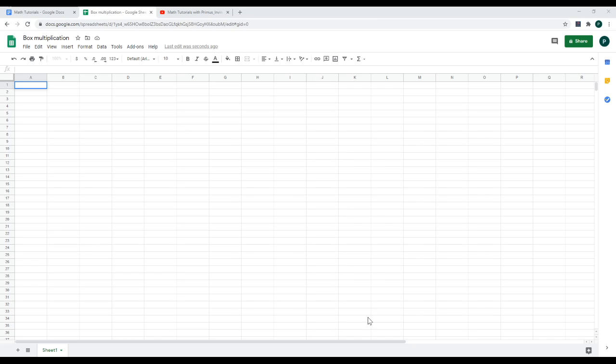So this is Premise, and I am recording a tutorial on box multiplication. Let's say, for instance, that I am trying to multiply 57 by 42. In order to box multiply, you will need to take the 50 and put it in one box, the 7 and put it in another, the 40 and put that in a box, and then write your 2.